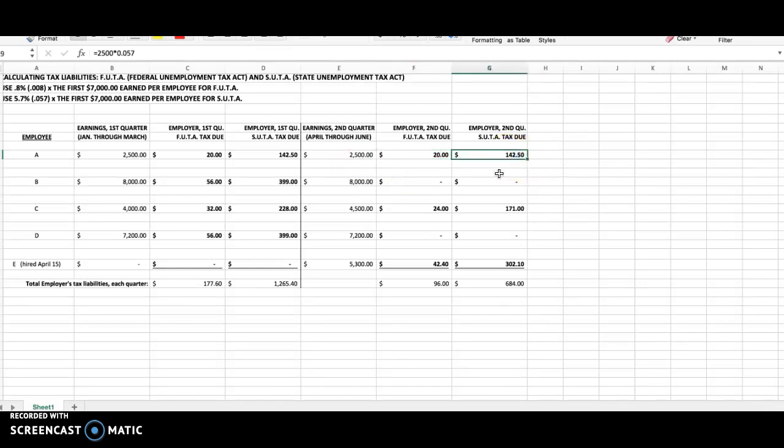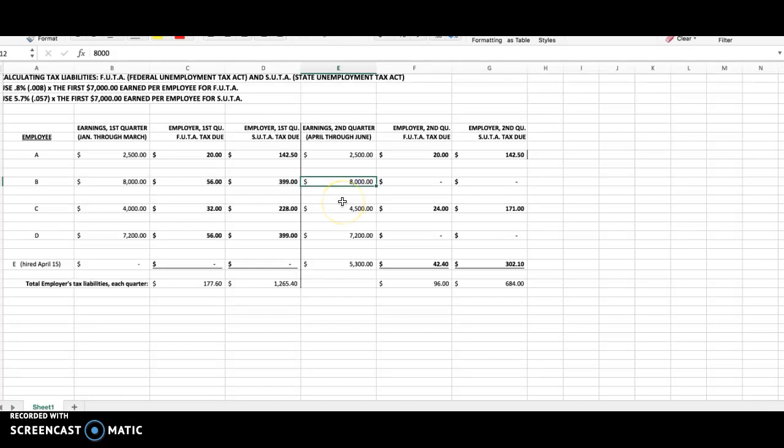Same thing happens with state, only the percentage is different. So again, we would use 0.057 up in the formula bar times the total amount earned in that quarter. So that comes to $142.50. Now look at employee B.